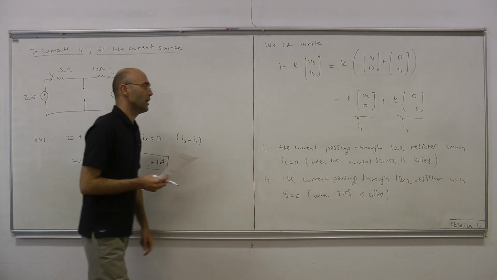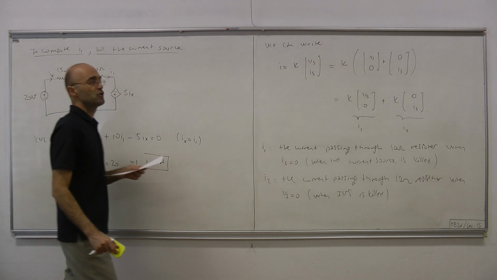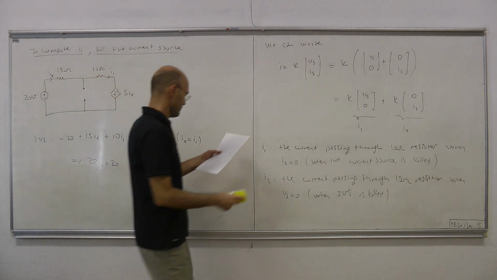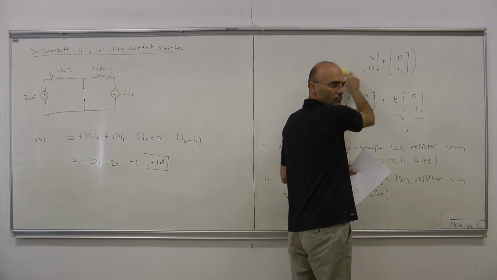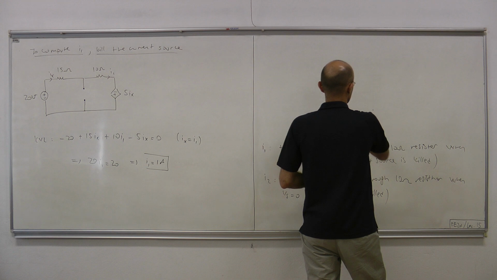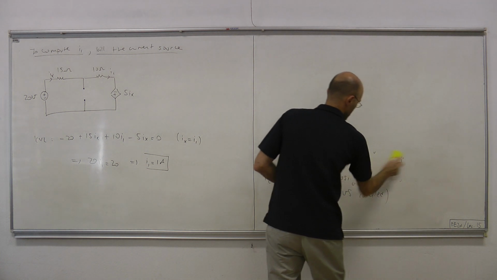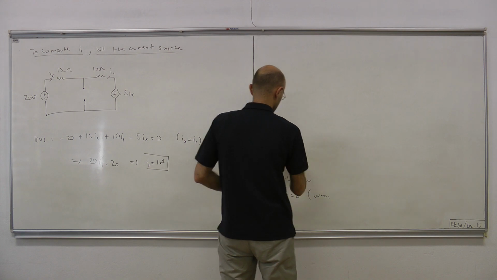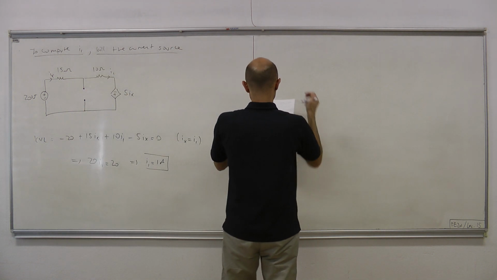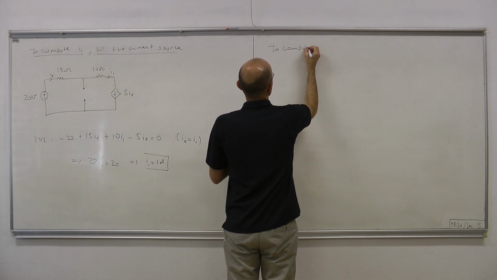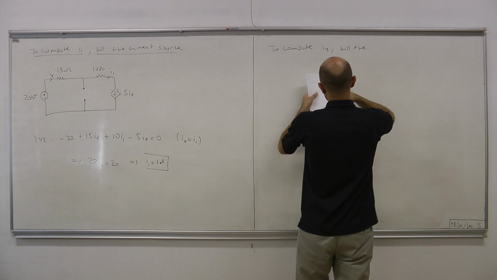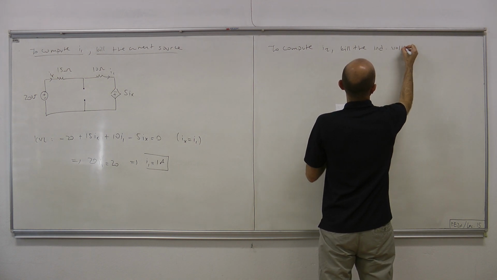Now we're going to compute I2 almost as easily, and then superposition will allow us to add the two numbers to obtain the overall answer. To compute I2, kill this time the independent voltage source.